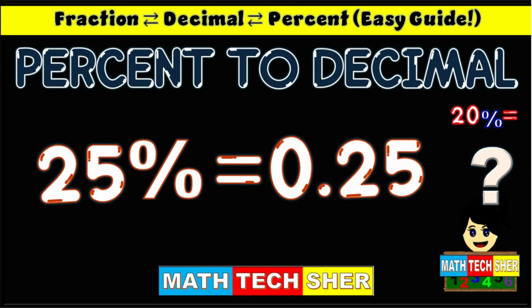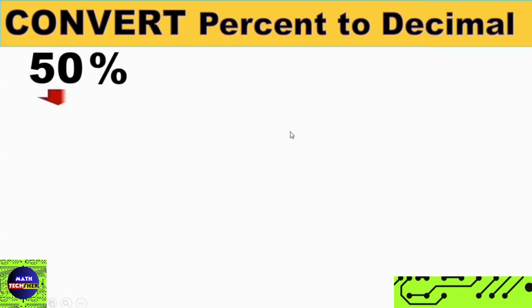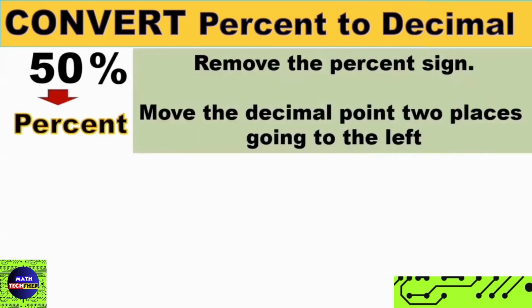Hello everyone, so this is our lesson for today about conversion of fraction, decimal, and percent, okay? And our objective is to convert percent to decimal, okay? So the first example is 50%. So the first step is to remove the percent sign and then move the decimal point 2 places going to the left direction.